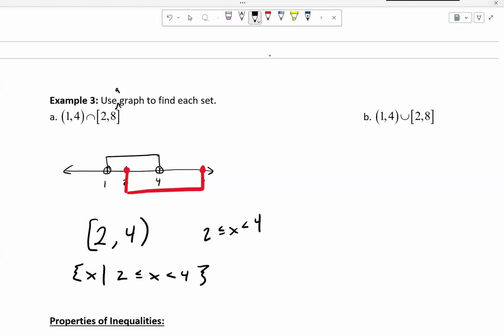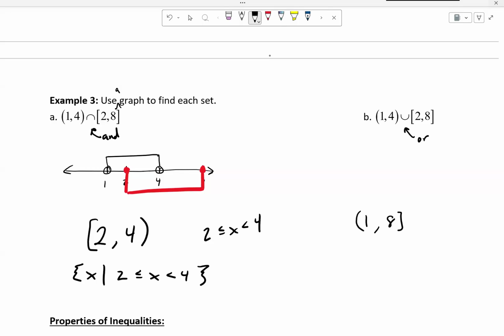B, is this answer the same? No. So for B, we start with 1 and go all the way up to, including, 8. Another word for union is "or." For intersections you're looking for numbers that are in the first set and the second one. For unions, you're looking for all numbers that are in either the first one or the second one. Even the overlap does count for "or." All those numbers in the middle are in one of the sets at least.